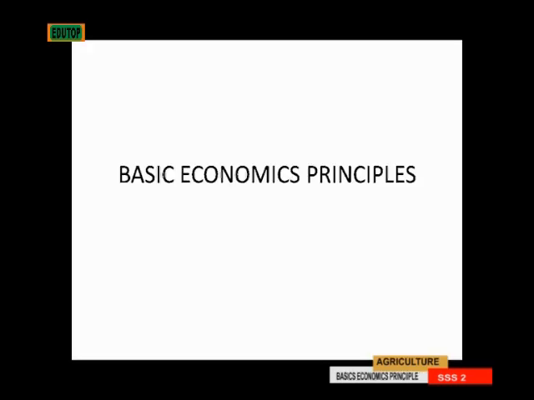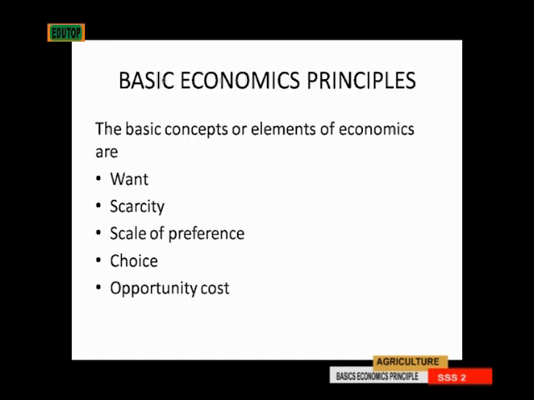Now we'll be looking at the basic economics principle, agric economics part now. And the basic concepts or elements of economics are want, scarcity, scale of preference, choice, and opportunity cost. There are 5. Want, scarcity, scale of preference, choice, and opportunity cost. Now we'll look at them one by one. And the first is want.